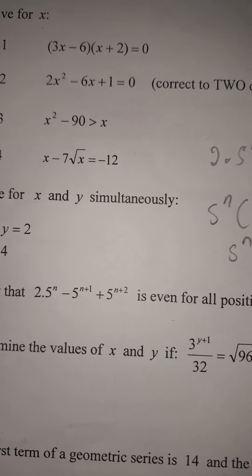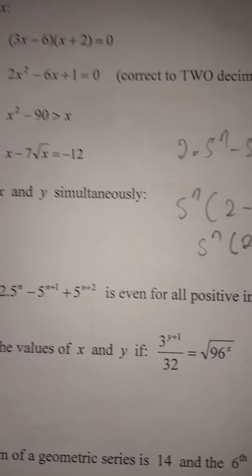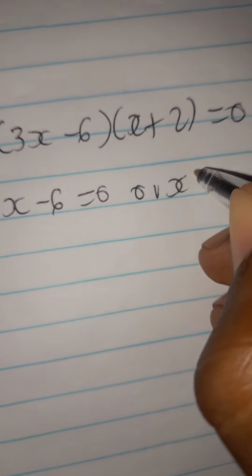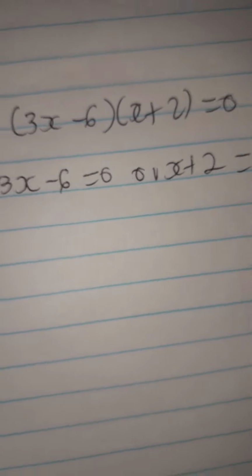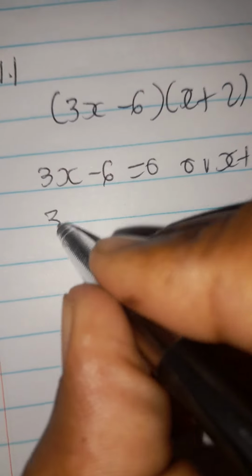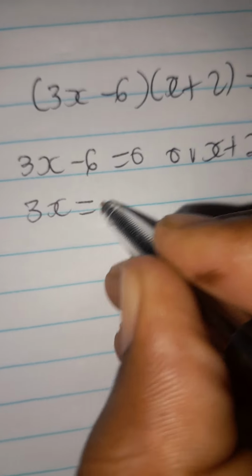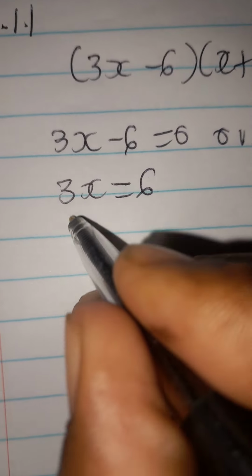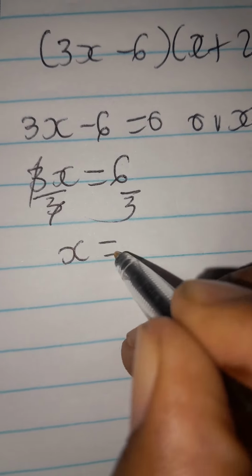Right. We have (3x - 6)(x + 2) equated to 0. Equate everything to 0: 3x - 6 = 0 or x + 2 = 0. From there, we take negative 6 to the other side. It becomes positive 6. Then to make x the subject, we divide both sides by 3, and x will be 2.